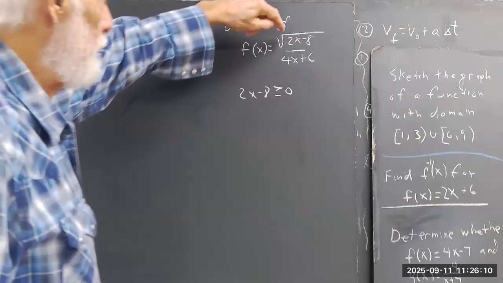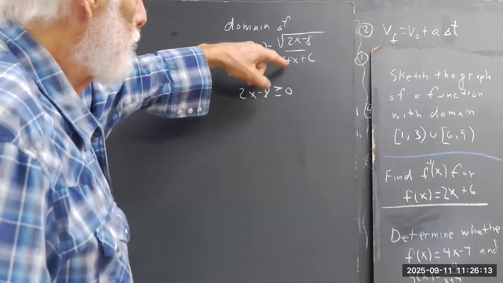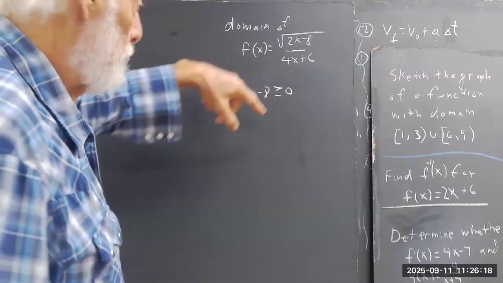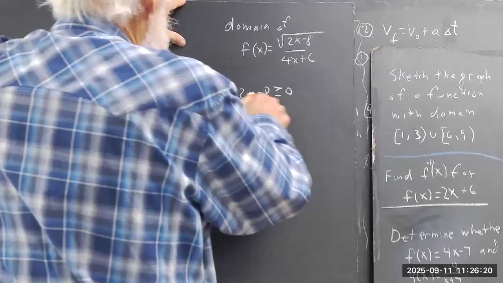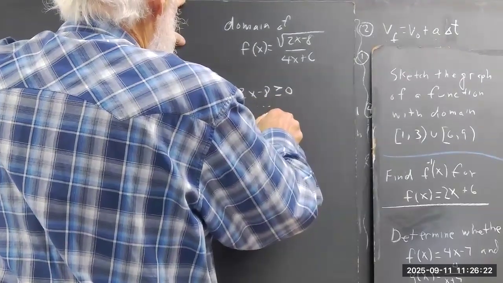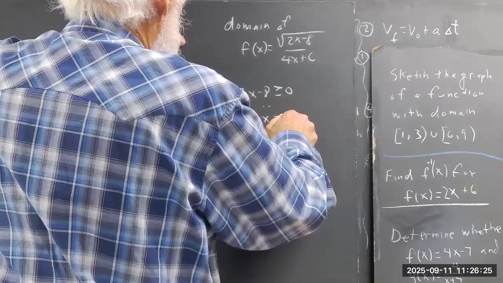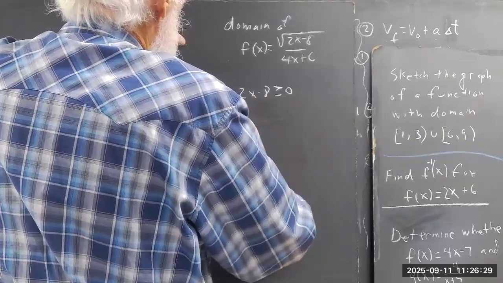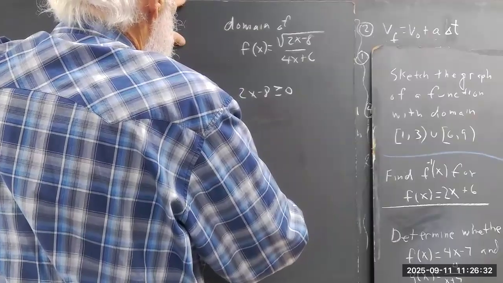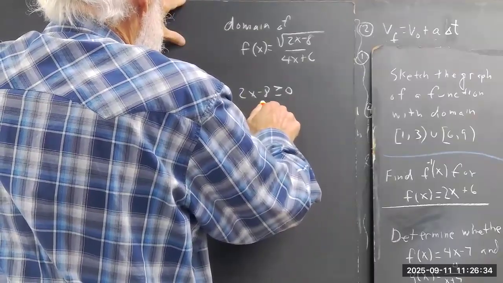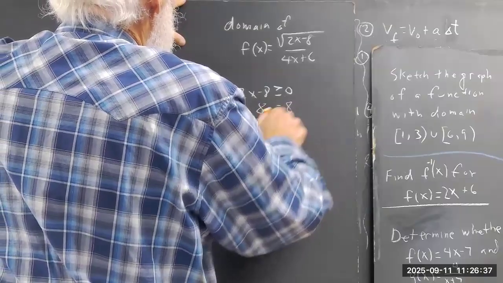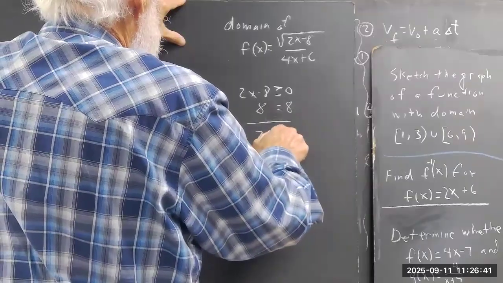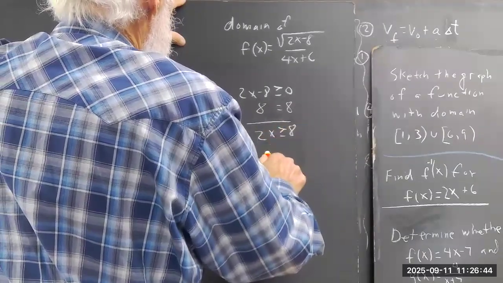The domain of this: 2x minus 8 has to be greater than or equal to 0, because if it's less than 0, you can't take the square root. So we solve this. I'm just going to go ahead and solve this. I'm going to add 8 to both sides of this inequality. That's going to give me 2x greater than or equal to 8.